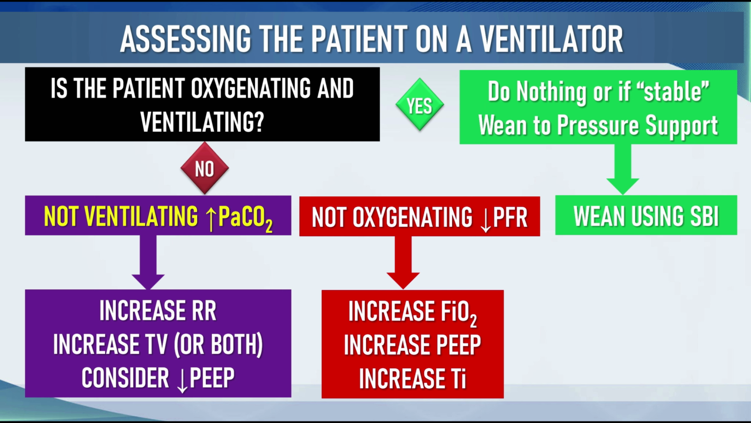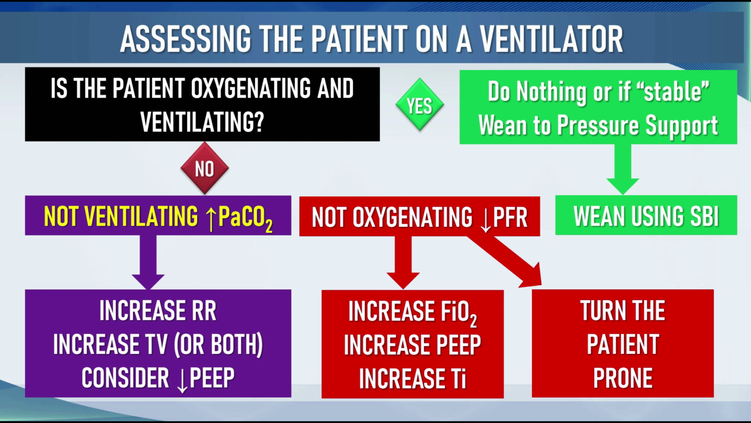But by far, the most important thing you need to consider is turning the patient prone. In my view, any patient with a PF ratio of lower than 100 should be turned prone unless there is a specific contraindication.